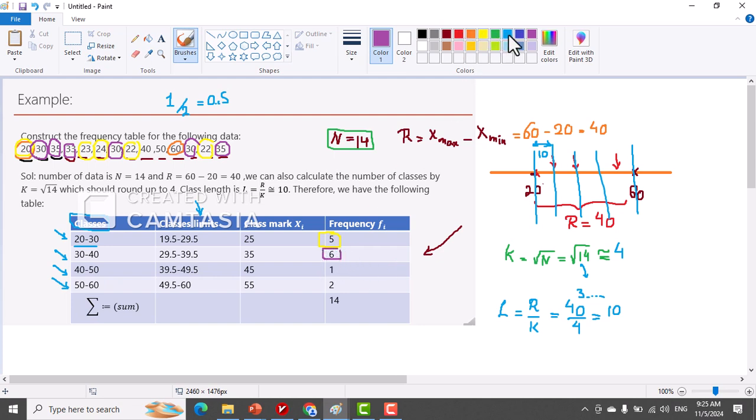The only number that belongs to the class of 40 and 50 is 40 by itself. As you can see, 40 is the only number that belongs to this class, and the frequency is equal to 1.